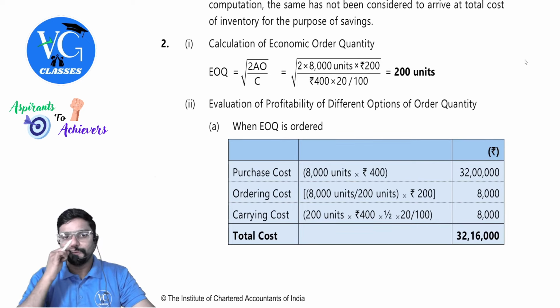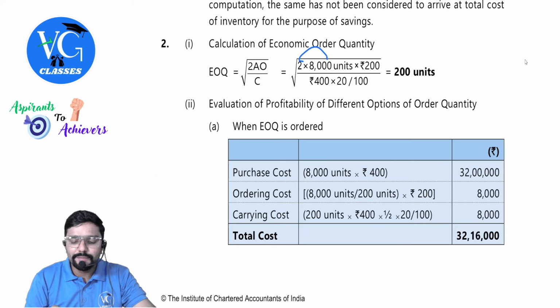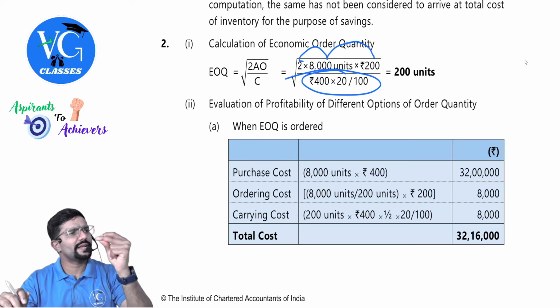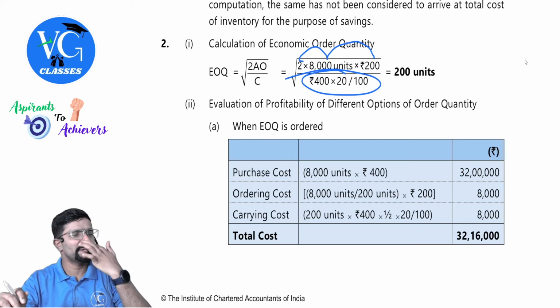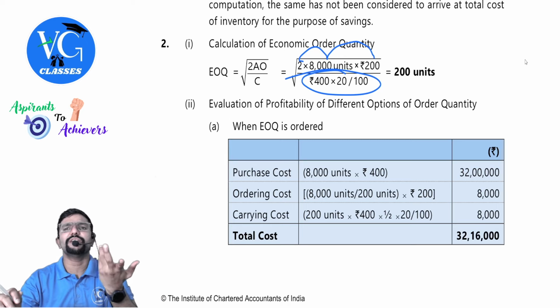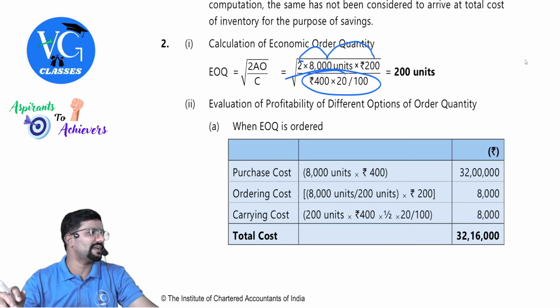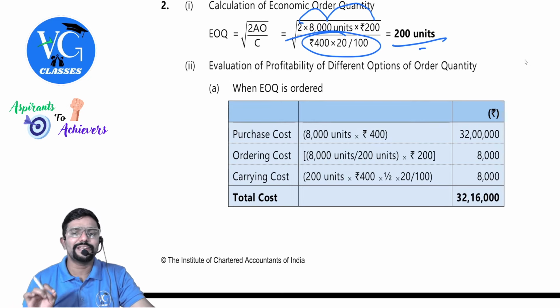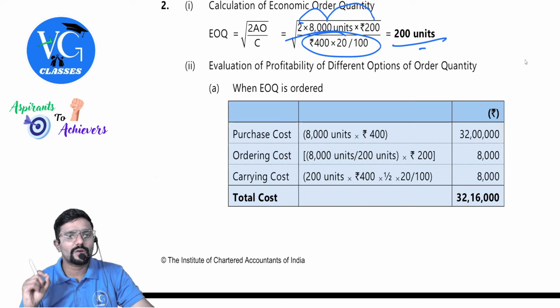Calculation of EOQ: 2 into annual demand into ordering cost per order, divided by carrying cost per unit per annum. That is, they have taken 400 into 20%. Don't get confused with 20 by 100; they have put it as a percentage. How much are we getting? 200 units.